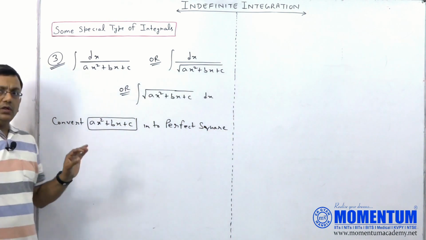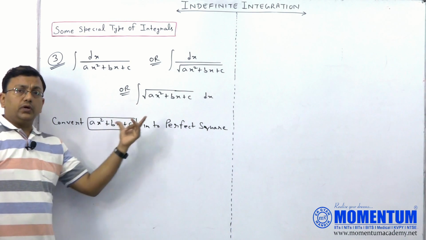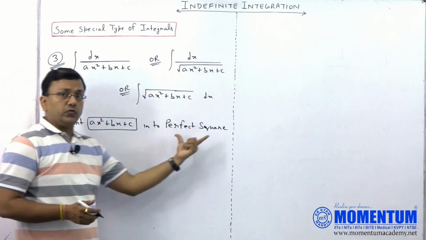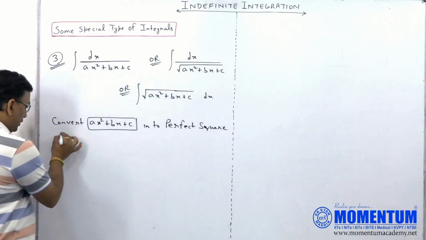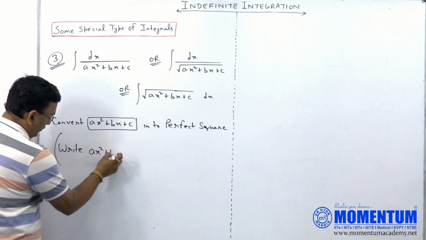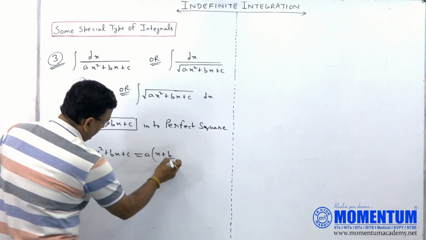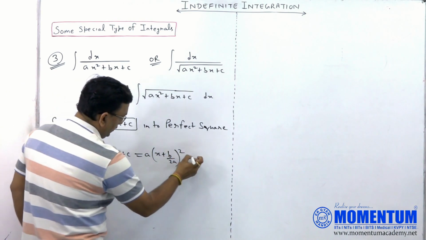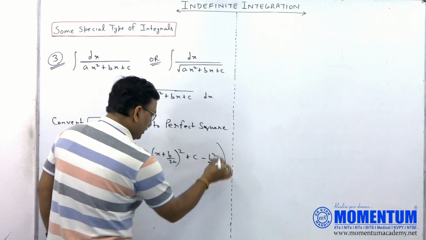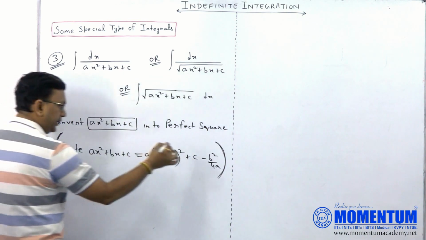I hope you must be aware how to make a perfect square. Convert quadratic into perfect square. फिर भी जिनको अगर ये परफेक्ट स्क्वायर बनाना नहीं आता है, उनके लिए मैं डायरेक्ट फॉर्मूला लिख रहा हूं. Write ax square plus bx plus c is equal to a times x plus b by 2a whole square plus c minus b square by 4a. You will get your quadratic in form of perfect square.